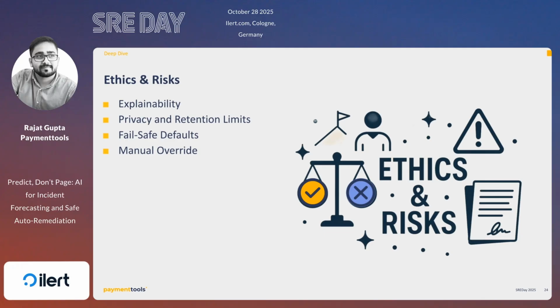How we can overcome these things is explainability, as we saw in the previous slides. When AI takes an action, it presents its decision with a rationale. So we maintain all of those actions and the rationale behind them. We create privacy and retention limits, so we have enough retention limits for the actions performed by AI. We have fail-safe defaults, and also we can override manually. So a kill switch as well.